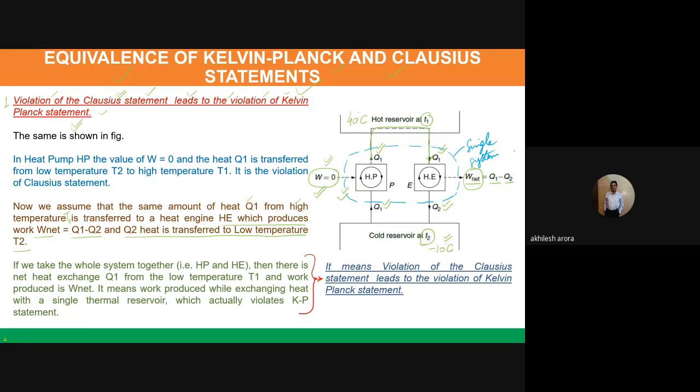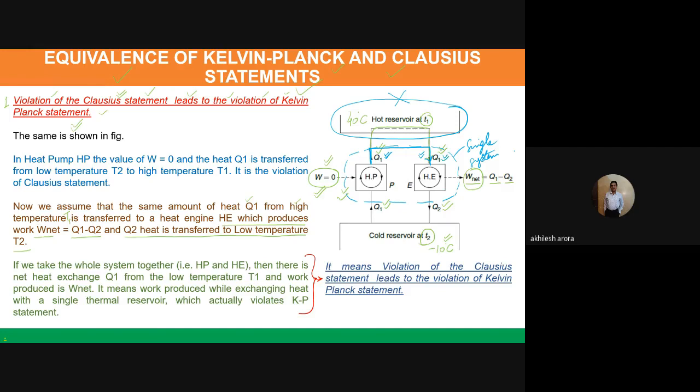Now if you see this single system, you find that we can forego this hot reservoir, because what we are doing is throwing Q1 amount of the heat into this hot reservoir and taking out the Q1 amount of the heat from this hot reservoir. So basically we don't need this hot reservoir actually. Whatever heat is going out from the heat pump is directly fed to the heat engine here. So this amount is Q1 and the same amount Q1 is fed to the heat engine.